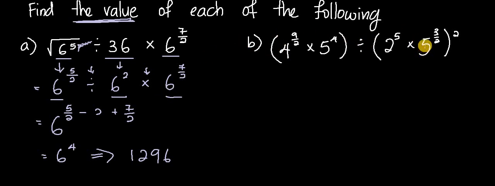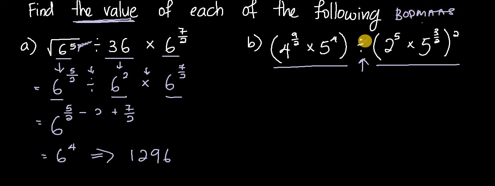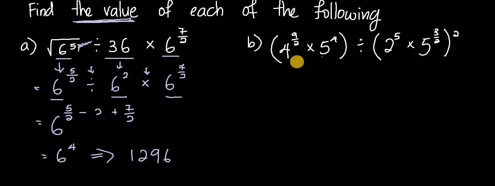For question B, I have this in a bracket, this in a bracket, and there's a divide in between. For question B, it's important to use the BODMAS rule. In BODMAS, we solve as much as we can in the bracket, then we do times or divide, and then only plus and minus. But I see that I cannot solve anything in the bracket right now, because for this bracket, 4 and 5 have no connection, and neither do 2 and 5.